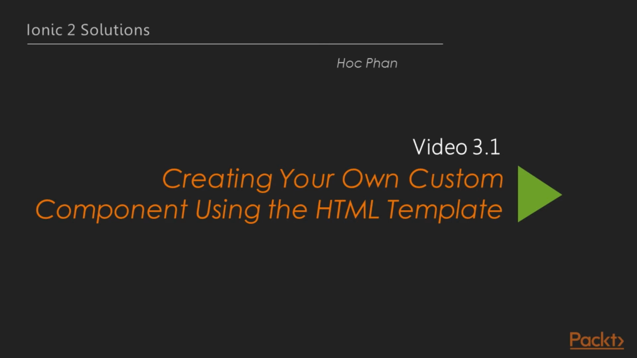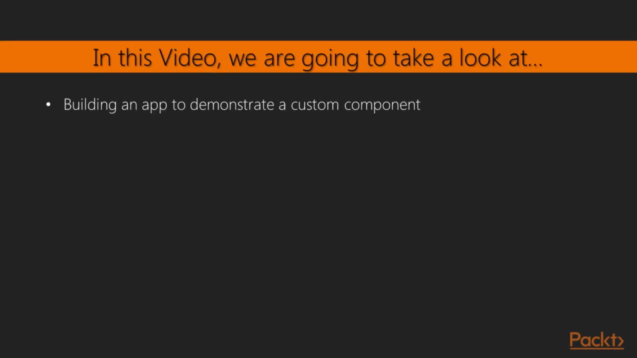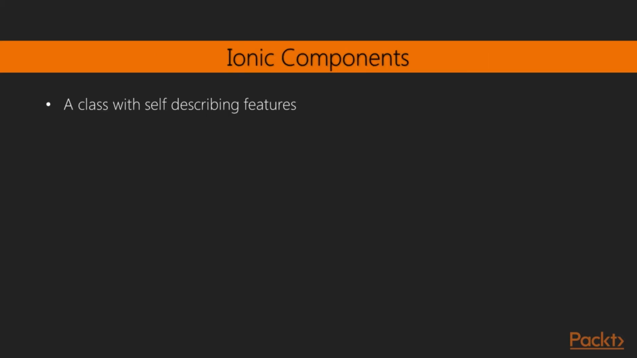Now we move on to the first video of this section that deals with creating a pizza ordering component. In this video, you'll learn to build an app to demonstrate a custom component with its private variables and template. Most of Ionic's out-of-the-box features are actually pre-built components. Components actually define Angular 2. A component is no more than just a class with self-describing features.